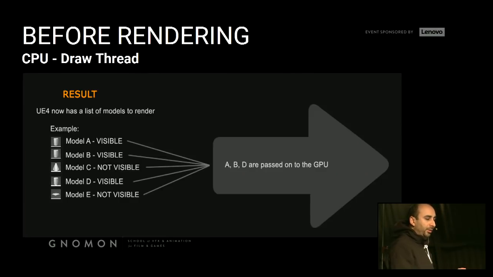Okay, so at the end of this step, the engine has a full list of all the objects that need to be rendered. So, for example, model A is visible, yes, render it, send it to the GPU. Model C is not visible, ignore it, and so on and so forth.